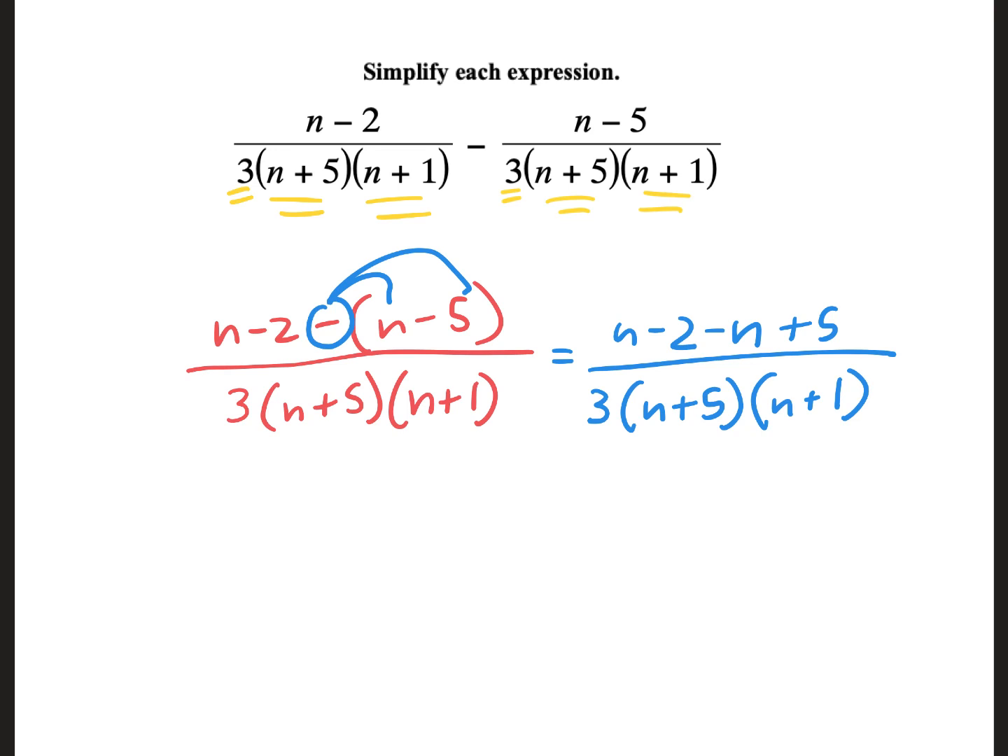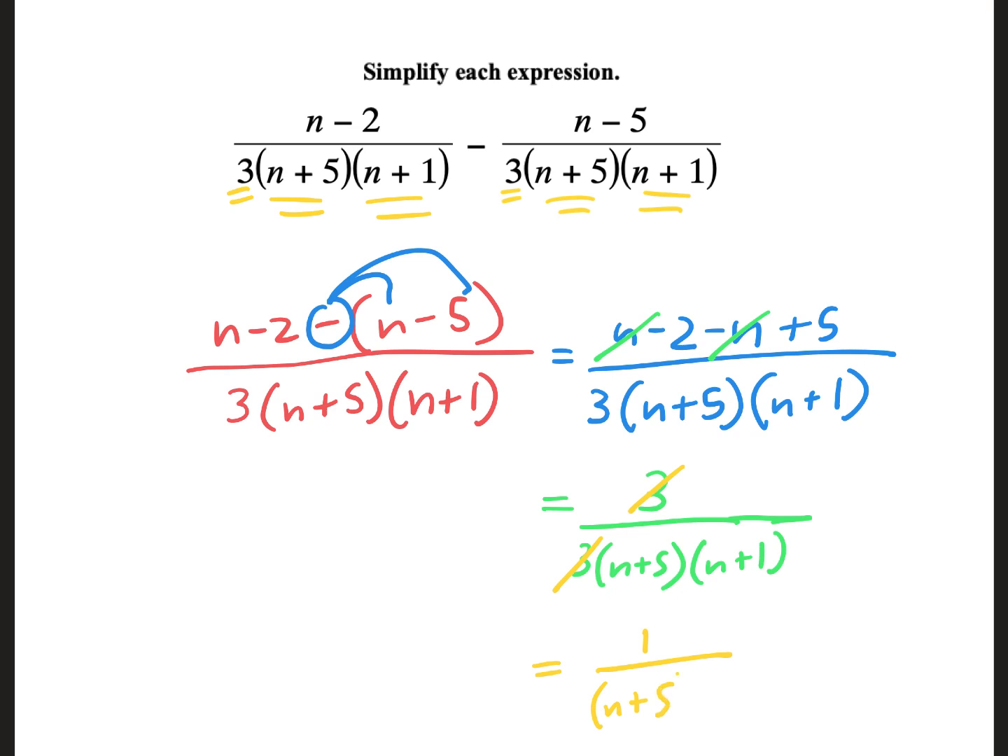When I do this, we have n minus n, so my n's will cancel. I have negative 2 plus 5, which will give me 3. And then we have 3 times n plus 5 times n plus 1. Now again, this is technically a correct answer, but I notice I have a 3 on the top and a 3 on the bottom. So we can cancel those out. When I do that, I'm left with nothing on top, but remember, technically you have a 1. So you have 1 over n plus 5 times n plus 1.